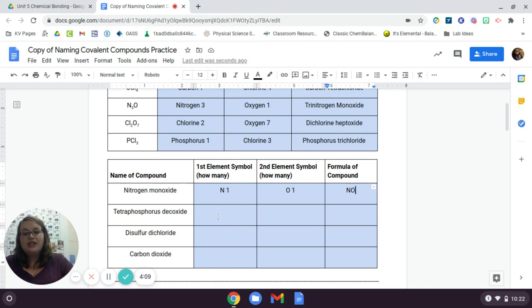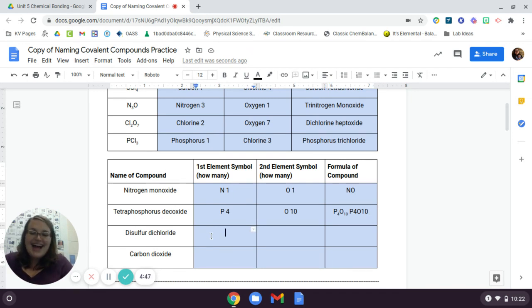All right, the next one, tetraphosphorus decoxide. Tetra is 4, so I have 4 phosphorus. So P4. Decoxide, deca is 10, oxide is oxygen. So to write this formula, it becomes P4O10. Now, if you don't know how to make your subscripts, I'm going to be okay if you just write P4O10. That's fine right now. I know that you know what you're doing. Either one I will accept for an answer.